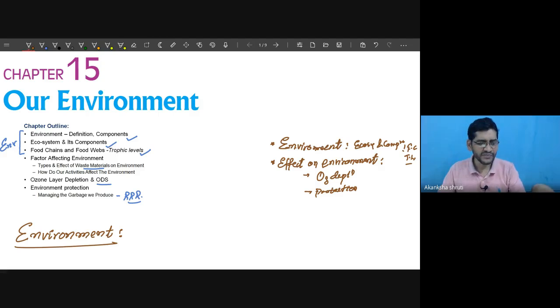So students, environment is nothing but the total or sum of the living or biotic as well as non-living or abiotic or physical components found around us, which are able to affect us or have the potential to affect us. Get it? So that is the definition of environment.